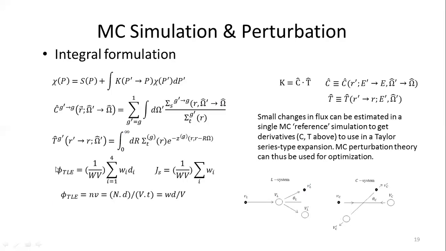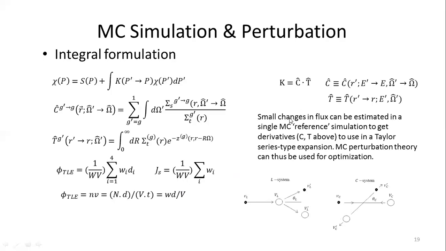So the idea here is to find the flux, and a very commonly used estimator is the so-called track length estimator, which measures the distance between collisions for a statistical weight Wi, total weight W, and volume V. You could also find the current Js, and you could easily find the flux.